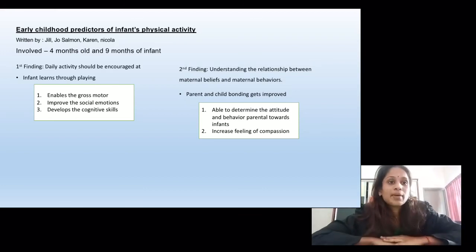So what are the benefits they can gain from this second finding? A parent and a child, which is mainly a mother and the infant, can gain understanding between them, and also it increases the feeling of compassion and love towards the child by the parent.